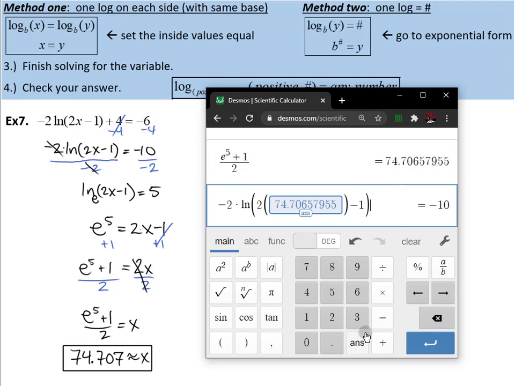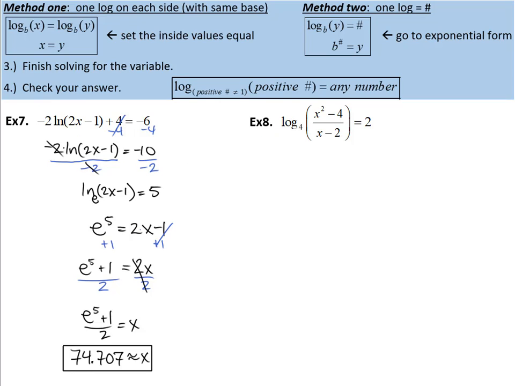minus 1, and look at that, it does equal, oops, I forgot my plus 4, didn't I? Sorry, plus 4 does equal, there we go, -6. So our value of x does give us back -6. Perfect, I like it. Okay, let's try one more here.